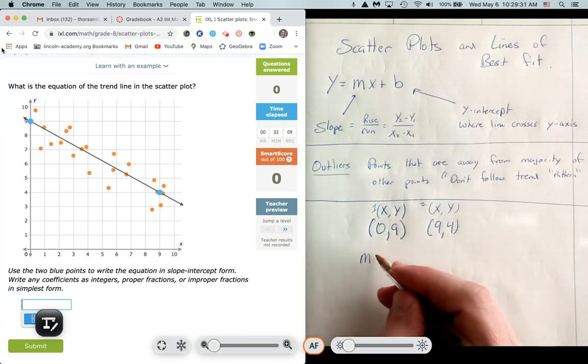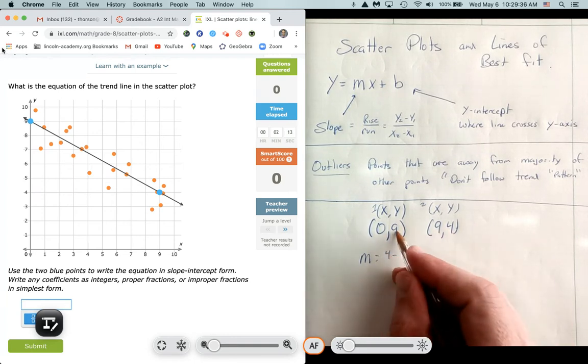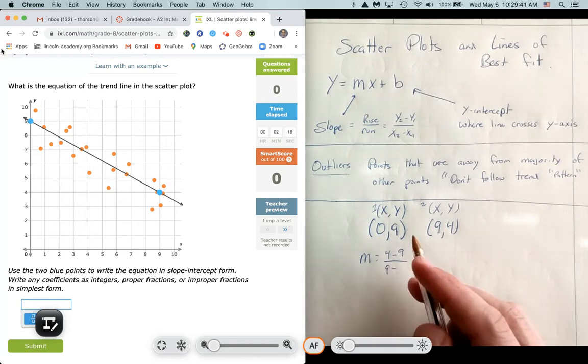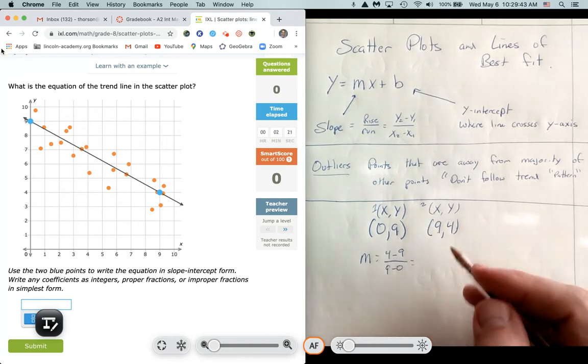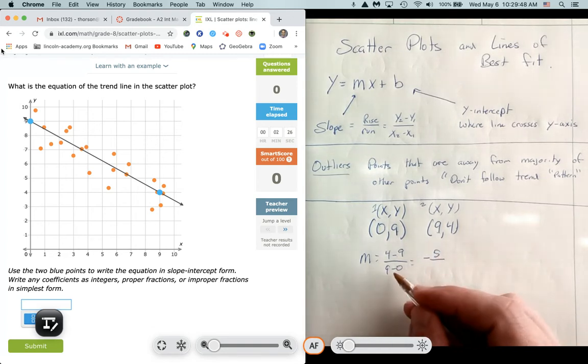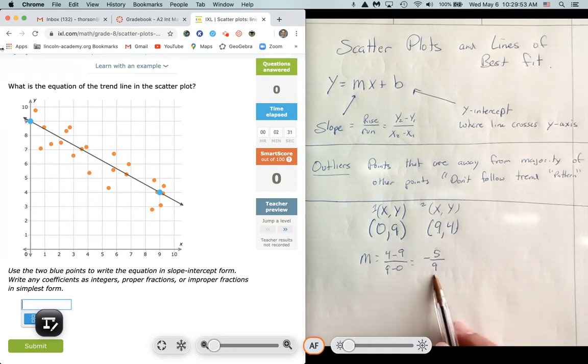So the slope is going to be this second y, which is 4, minus the first y, which is 9, divided by the second x, which is 9, minus the first x, which is 0. And then we reduce. 4 minus 9 is going to be negative 5 over 9 minus 0 is 9, and this doesn't reduce. By the way, if this happened to be an improper fraction, you'd leave it that way. Don't make it a mixed number. They want these slopes and numbers as improper fractions. So if it was top heavy, I just leave it. But negative 5/9 is our slope.